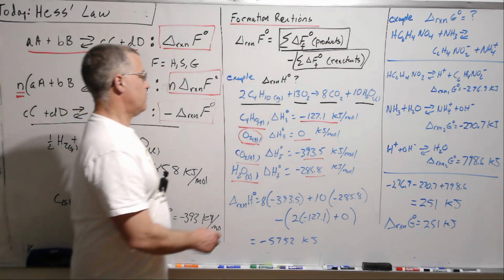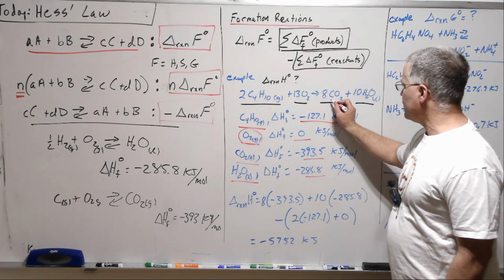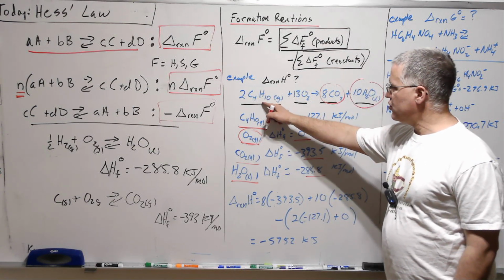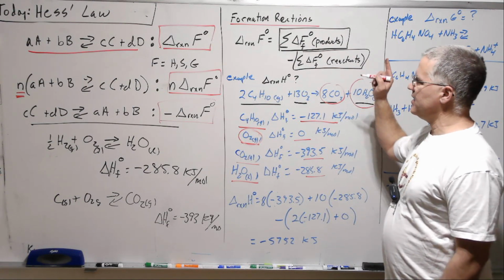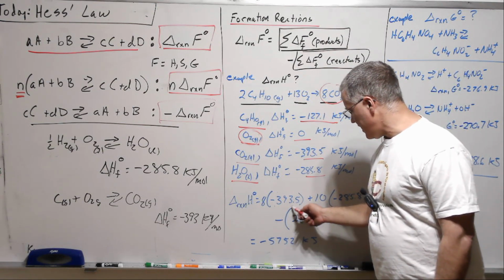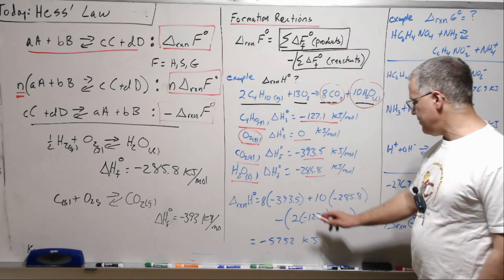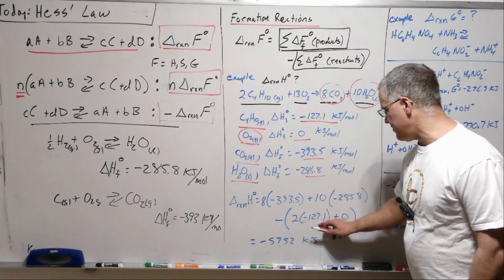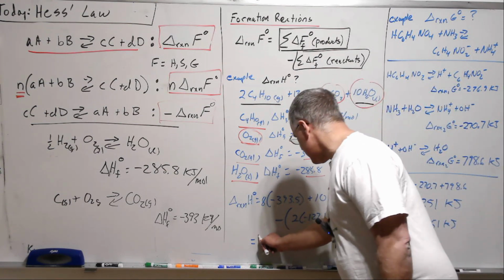So then we take the reaction as written and ask ourselves, what are we forming? 8 moles of this and 10 moles of this, and where are they coming from? 2 moles of this and 13 moles of that. So we have to take 8 times this plus 10 times this minus 2 times this minus 13 times this. So we take 8 times CO2: 8 times minus 393 plus 10 times minus 285 minus 2 times minus 127 plus 0, because we have 0 here.